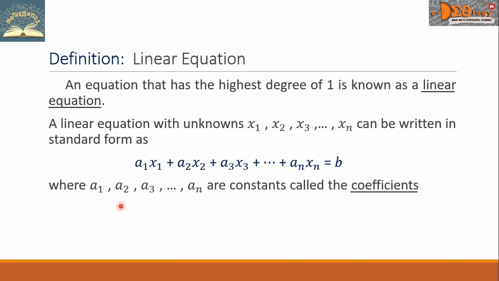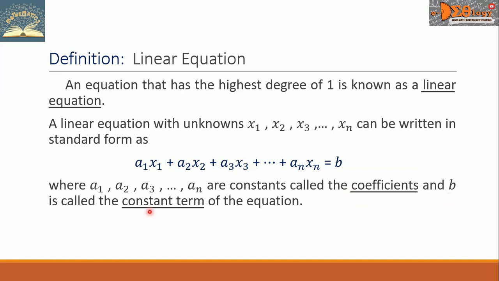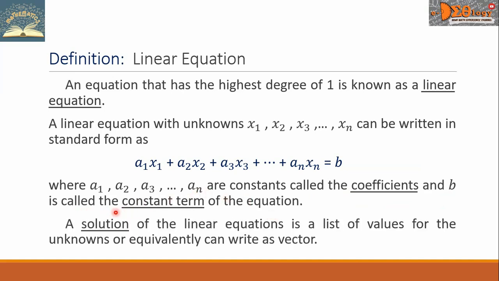where a sub 1, a sub 2, a sub 3 up to a sub n are constants called the coefficients, and b is called the constant term of the equation. A solution of the linear equation is a list of values for the unknowns, or equivalently can be written as a vector.